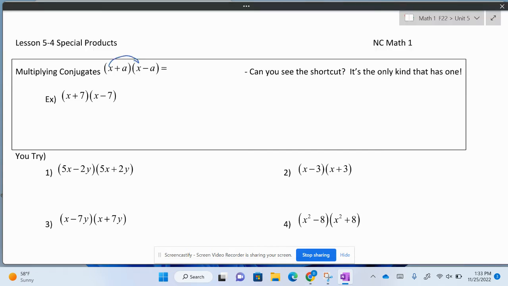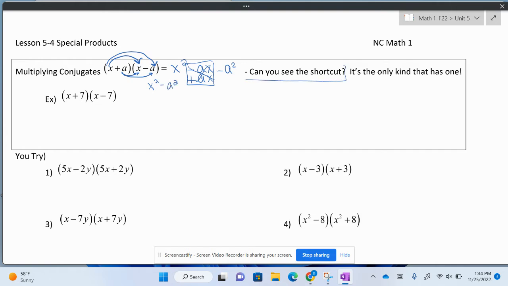So let's see, x times x is x squared. X times negative a is negative ax. A times x is positive ax, and positive a times negative a is negative a squared. And notice that these two terms cancel out. This is like saying 1ax and a negative 1ax. So these cancel each other out. So my answer is actually x squared minus a squared.